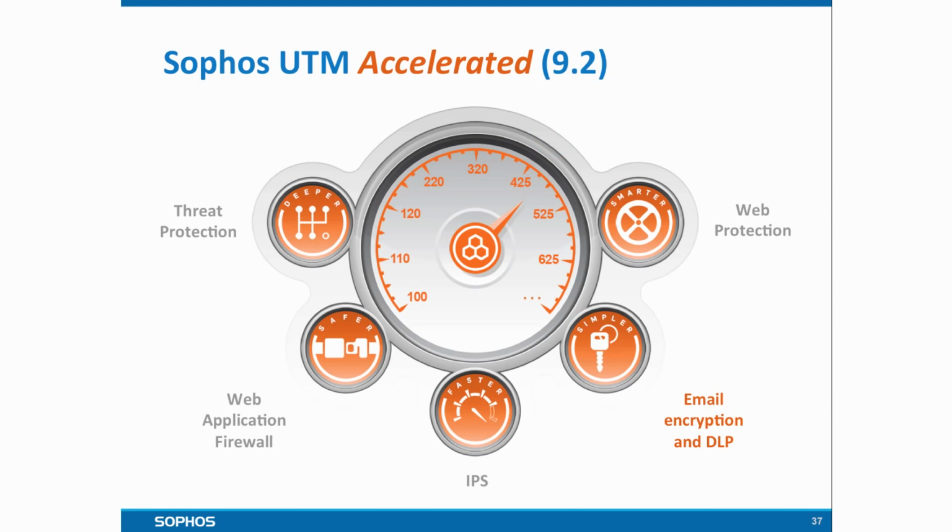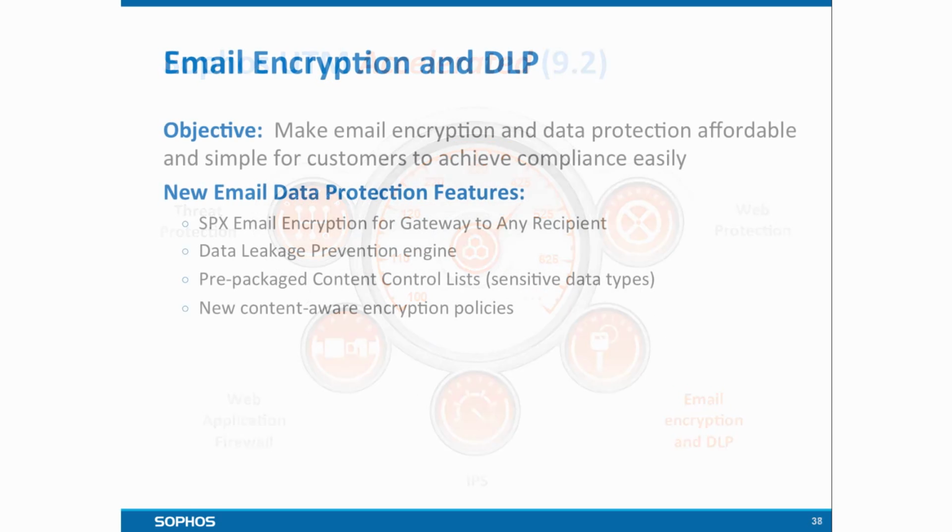The third area I want to cover is how we've made email encryption and DLP on the UTM extremely simple in UTM 9.2. The problem with traditional email encryption solutions is that they're often expensive and complex. So our objective was simple: make it easy and affordable so customers could meet compliance requirements or just protect the privacy and integrity of their important emails without a lot of effort and frustration.